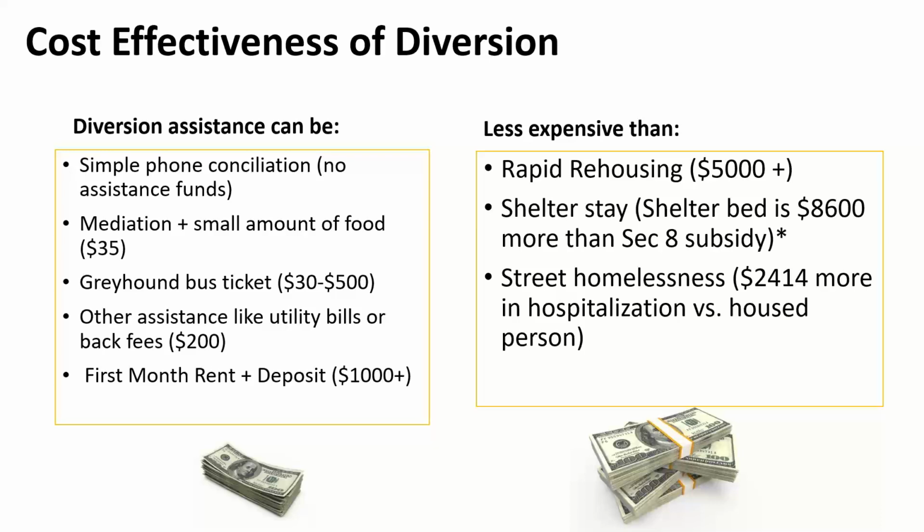There are other assistance that we can provide, like utility bills. Sometimes we can provide some rental assistance, and all of that's going to be much cheaper than, like I stated, our rapid rehousing programs that can be upwards of $5,000 per client. A shelter bed or a Section 8 subsidy is going to be costly to Connecticut's housing system. And street homelessness can also put a strain on our emergency services, such as our criminal justice system and hospitalizations.